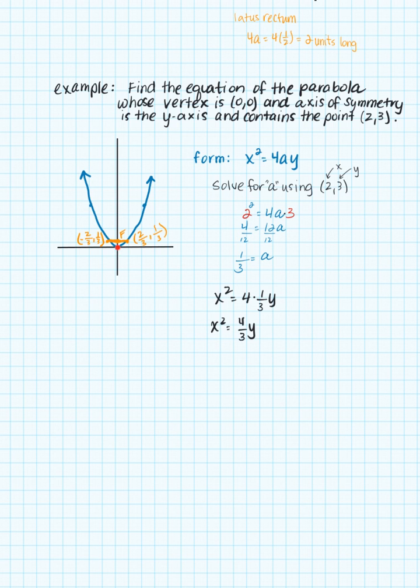So the latus rectum is also 4/3 long because 4 times a is the length of the latus rectum. So 4 times 1/3 is 4/3. So this distance is 4/3. That's 2/3 on this side and 2/3 on this side. So we get the points (2/3, 1/3) and (-2/3, 1/3) as the points that define our latus rectum.